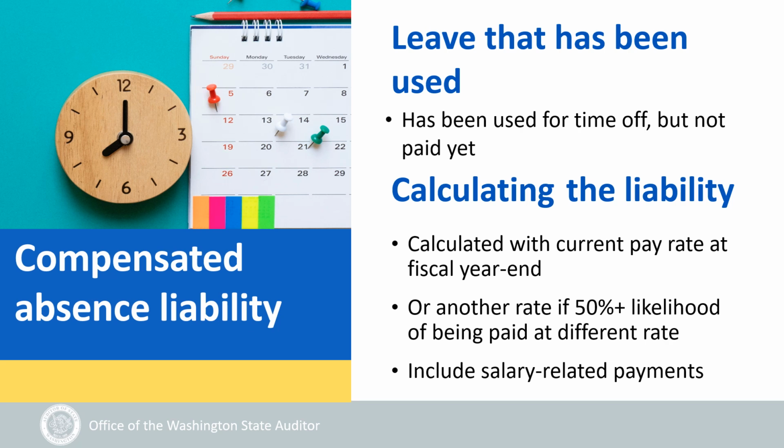When calculating the compensated absence liability, you use the pay rate that was effective at the fiscal year end, unless there is a 50% or more chance that you will actually pay it out at another rate. An example of that is if your policy says you only cash out leave at 25% of the employee's pay rate, then you would use that 25% of the pay rate. You also need to include salary-related payments in your liability calculation.